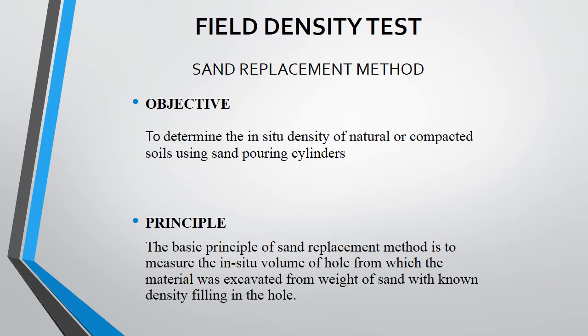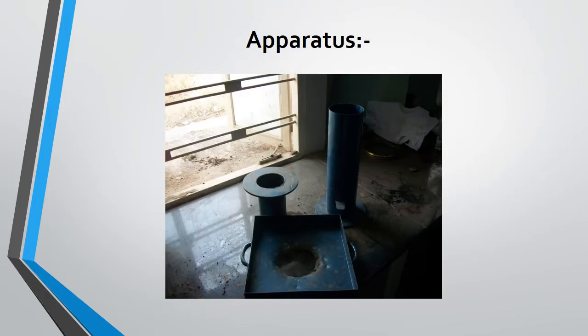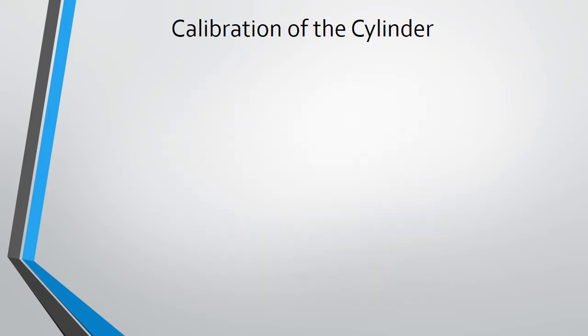The main objective of this test is to determine the in situ density of the natural or compacted soil. By doing the standard compaction test, we got the values of a disturbed sample, but by using the sand replacement method we get the in situ density. The basic principle is to measure the in situ volume of a hole from which the material is extracted and weigh the material removed from the hole. Apparatus: here the different kinds of apparatus are shown in the figure: calibrating container, tray, and also the measuring cylinder.